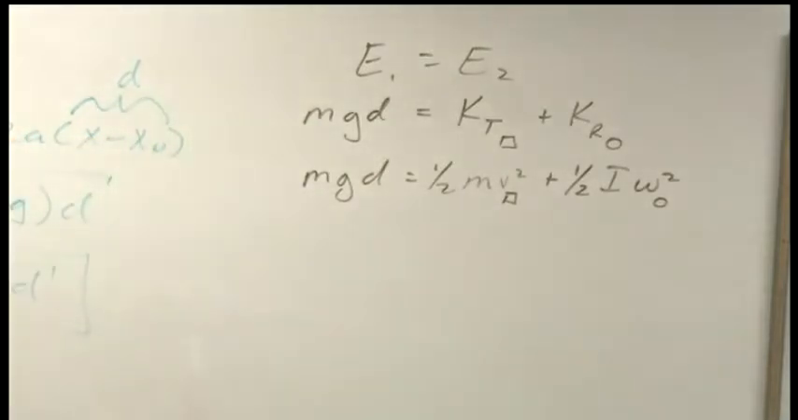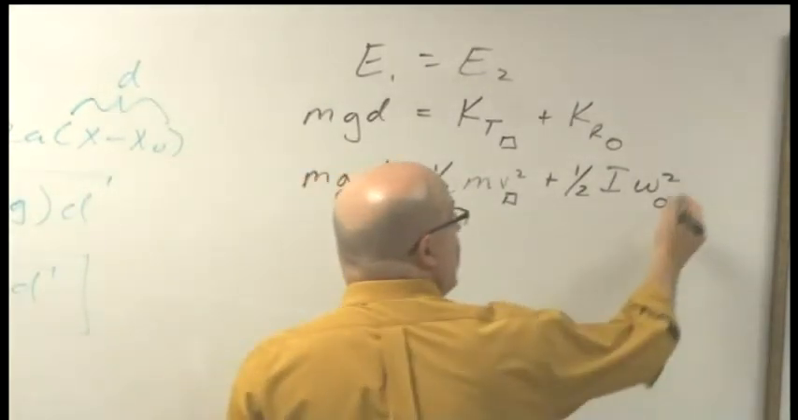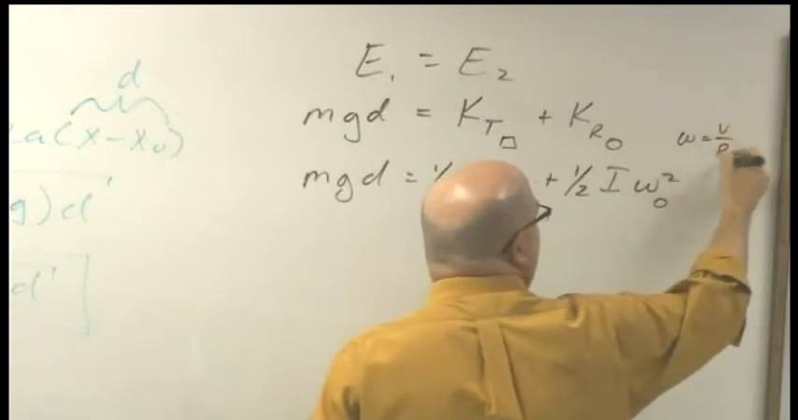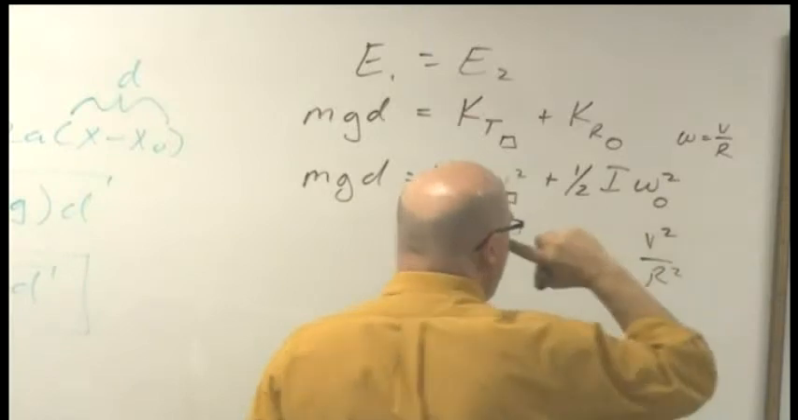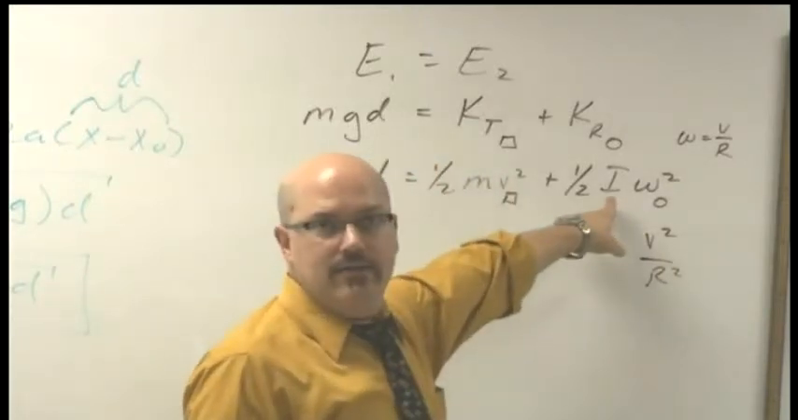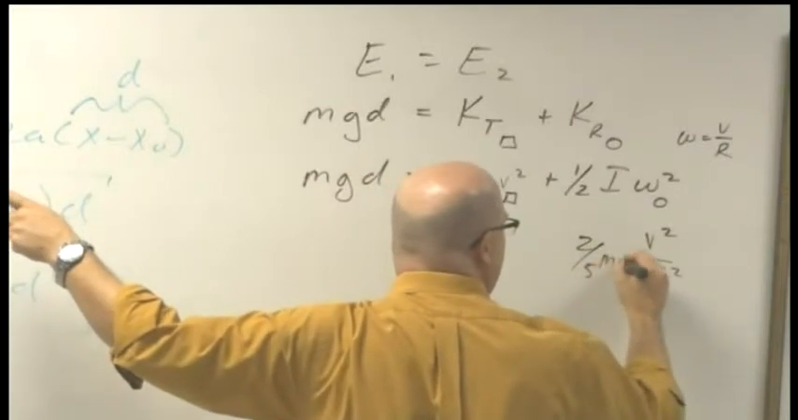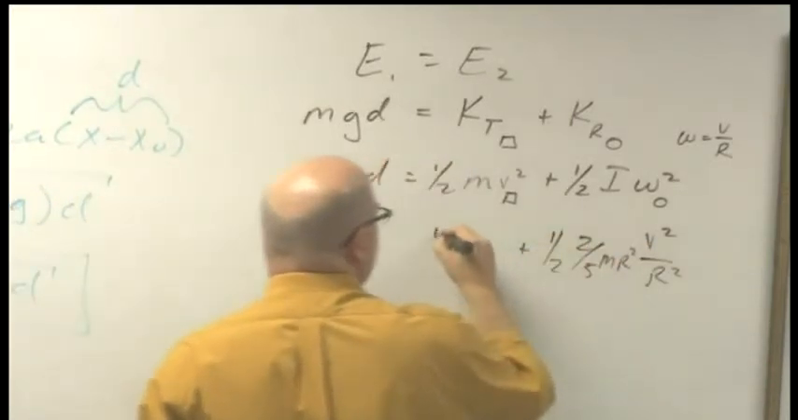Okay? Can we do better than this? Yes. We can change omega into V over R, or omega squared into V squared over R squared. We can change I into 2/5 mr squared with a 1/2 out front.